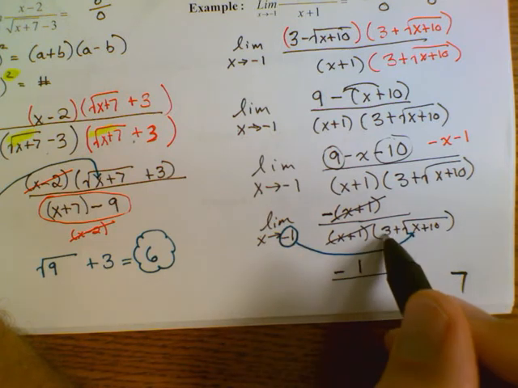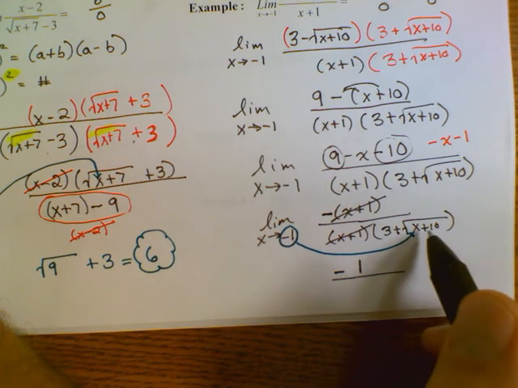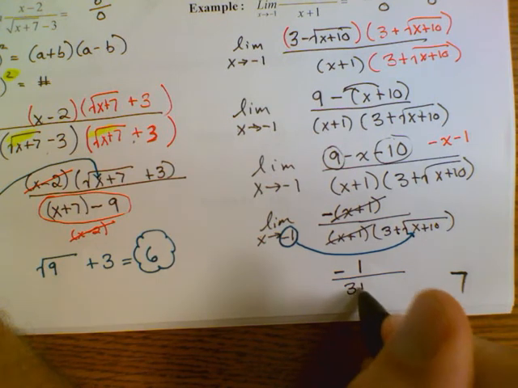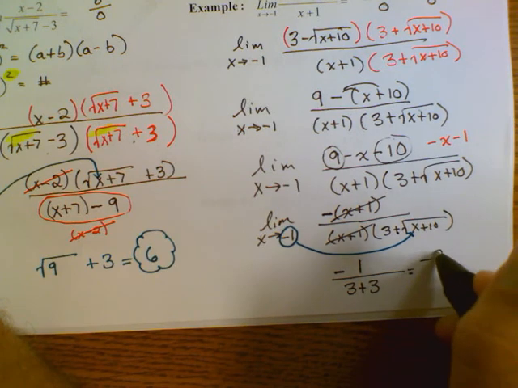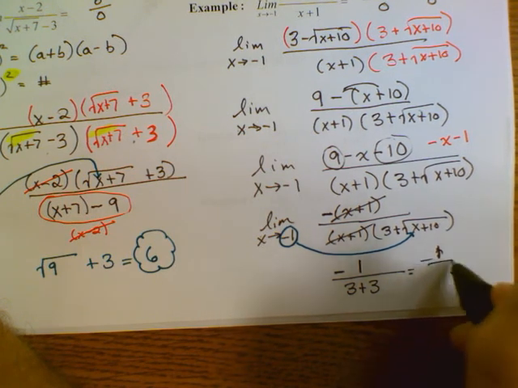And now we're going to substitute in this negative 1 right here. So it looks like it's 3 plus the square root of 9, right? So our final answer is negative 1 over 6. And I'm hoping that's right.